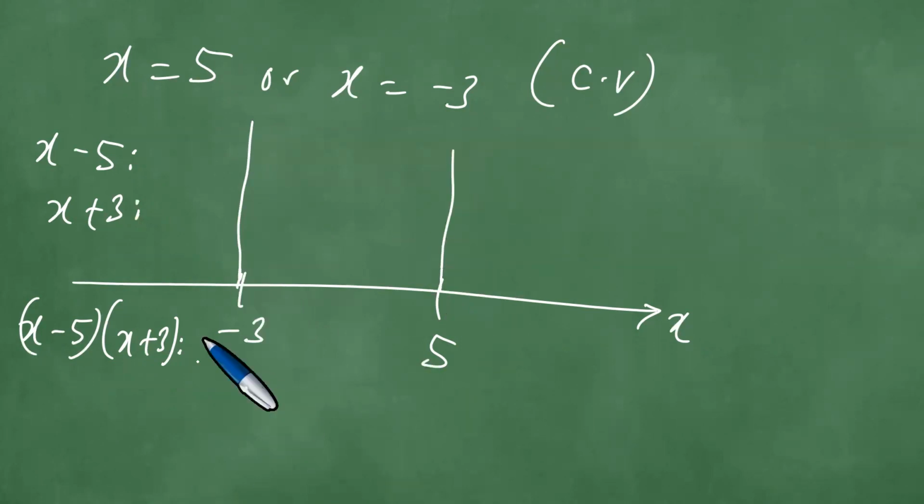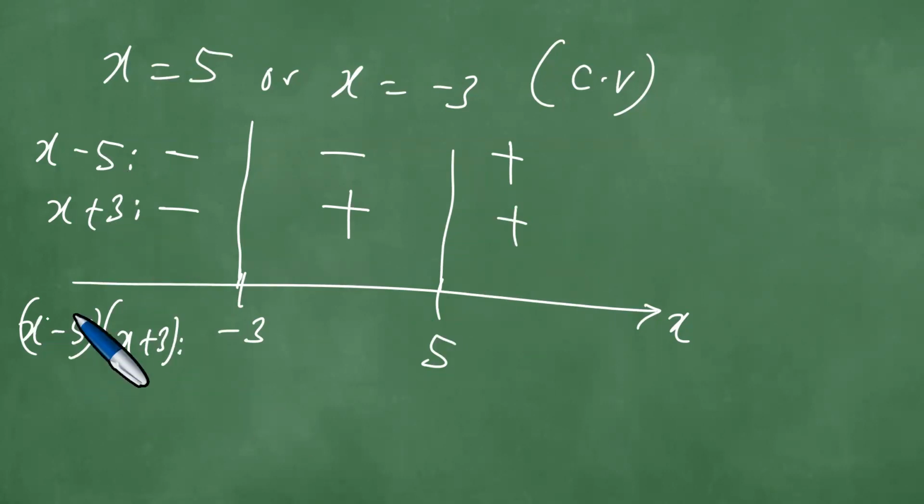So now at this point, if you take any arbitrary number smaller than minus 3, like minus 10. What is minus 10 minus 5? It's minus 15, negative. Minus 10 plus 3 is minus 7, negative. Between minus 3 and 5 is 0. 0 minus 5 is minus. 0 plus 3 is a plus. Bigger than 5, it's 10. 10 minus 5 is a plus. 10 plus 3 is 13, plus.